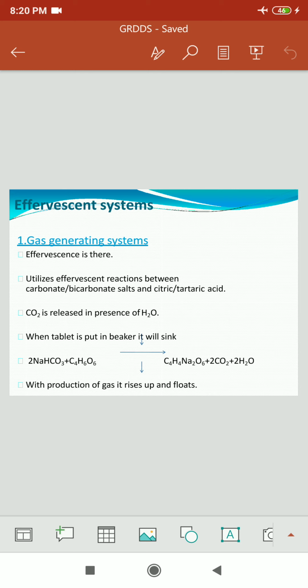When we add water into ENO, the generation of effervescence is like that. When the tablet comes in contact with the gastric fluid, it releases CO2 in the presence of H2O, and due to that it rises up and floats on the gastric content. To generate the effervescence, we use carbonate salt or bicarbonate salt, and we add citric acid or tartaric acid.